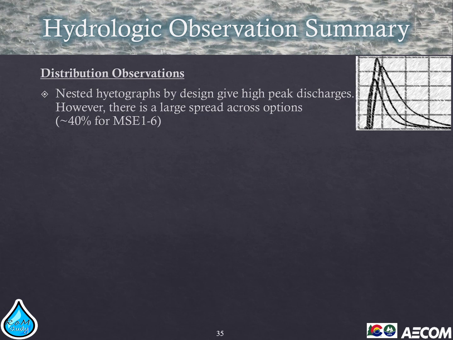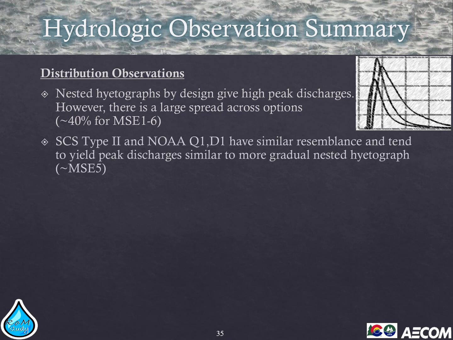Looking at observations now for distributions, the nested hyetograph by design is supposed to give higher peak discharges pretty much everywhere across the model because it's incorporating the highest intensities. However, even within the distribution that you select, there's a large spread across those different options, so be sure that you're selecting the right one.